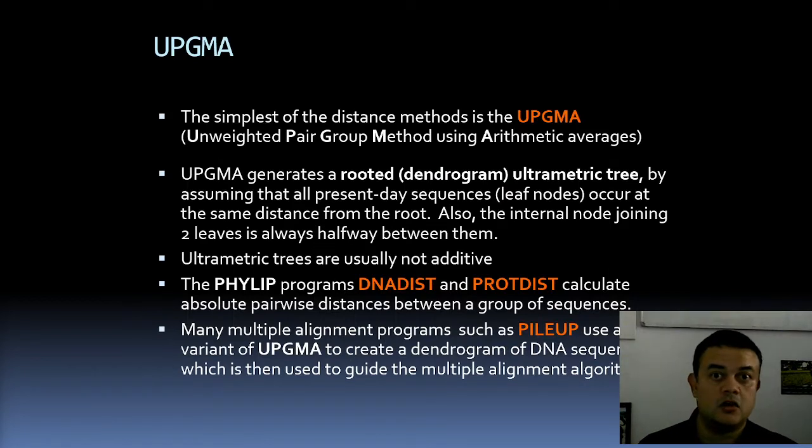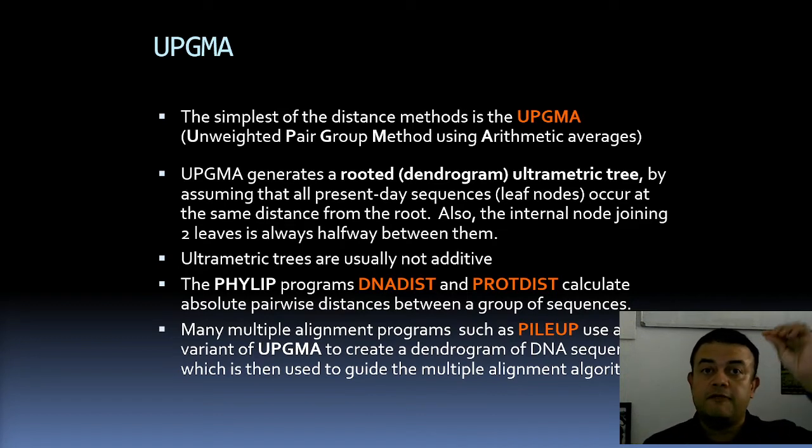The next method is called UPGMA. So what is this UPGMA? It's a simple method, that is, unweighted pair group method using arithmetic averages. It generates something called a dendrogram. The other methods, the advanced ones, generate a cladogram. This is a dendrogram, and this is a rooted dendrogram. It's already rooted, you don't have to put the root, and it's ultrametric.